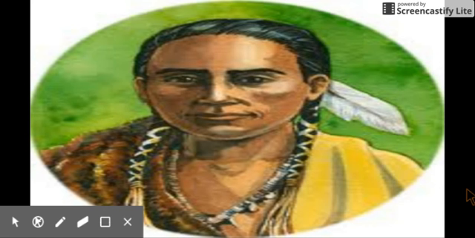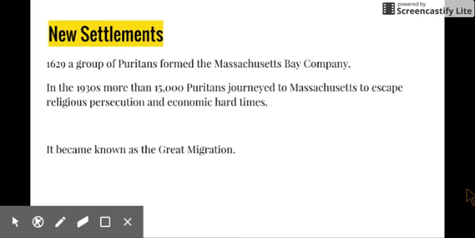New settlements. You need to write all this down. In 1629, a group of Puritans formed the Massachusetts Bay Company. In the 1630s, correction, it's my fault, more than 15,000 Puritans journeyed to Massachusetts to escape religious persecution and economic hard times. It became known as the Great Migration.